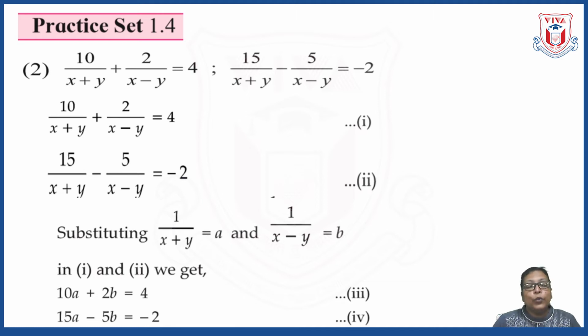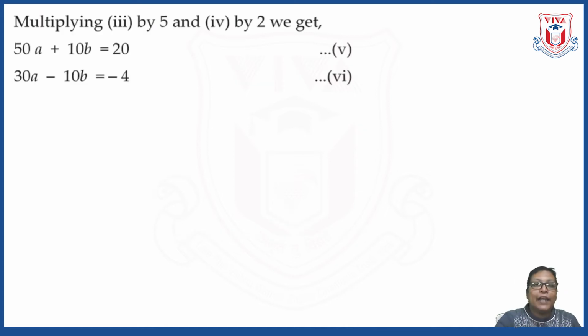So if we want to equate the coefficient of variable b, we have to multiply equation 3 by 5 and equation 4 by 2. So when we multiply, we get the new equations as 50a plus 10b is equal to 20. Number this as equation number 5, and 30a minus 10b is equal to minus 4.